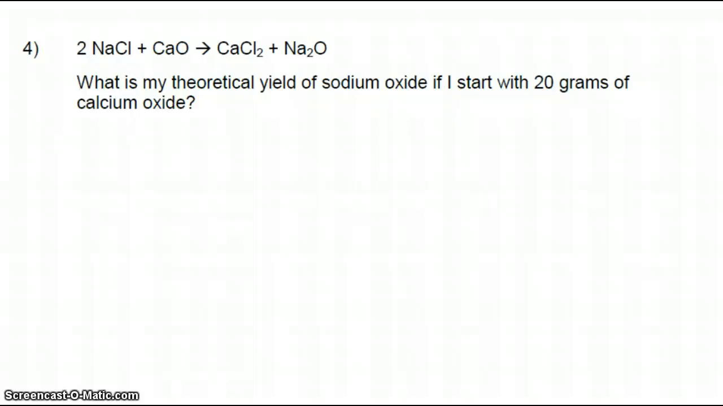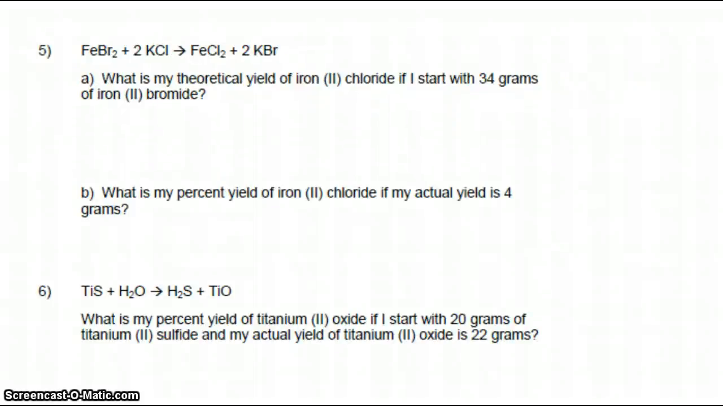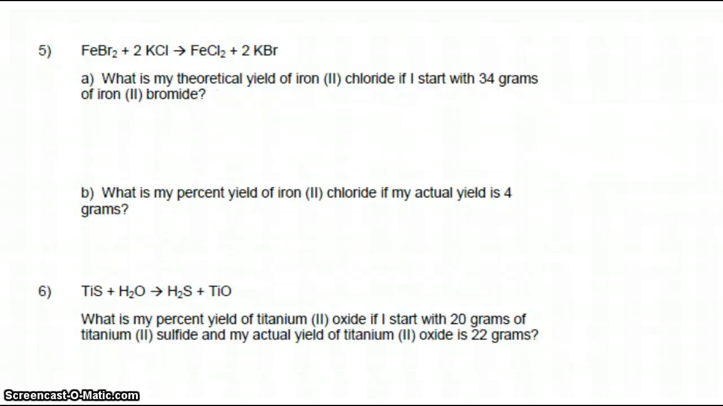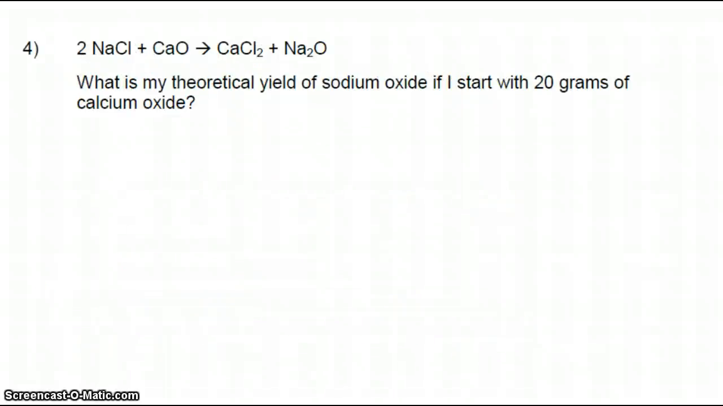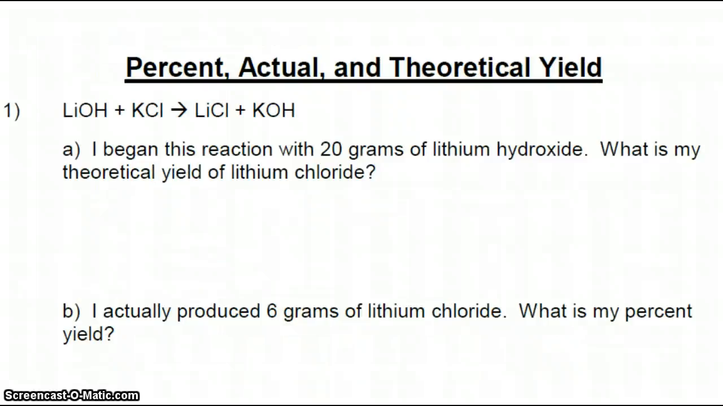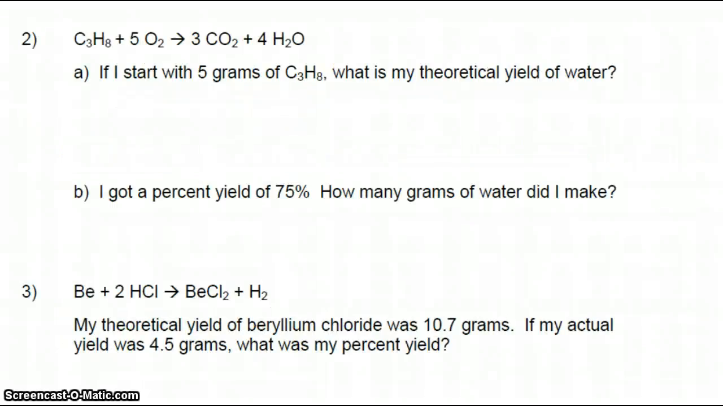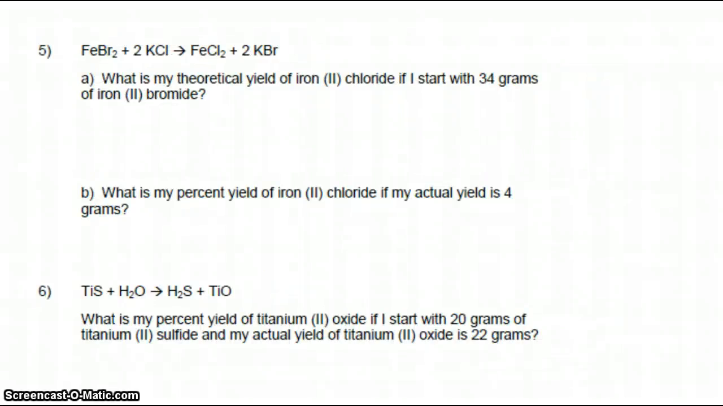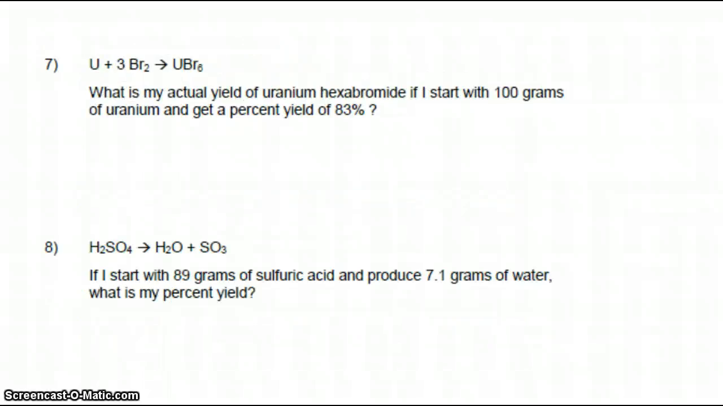Notice the extent of the problems. There's a few of them in here. Take time to pause at each one of these and do the calculations necessary for each stoichiometry problem, calculating the theoretical yield and then calculating the percent yield. Some of the problems are actually shorter. You won't even have to calculate the theoretical yield because that information is given to you.